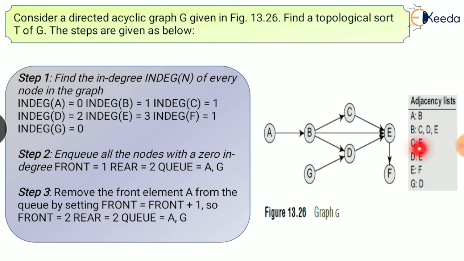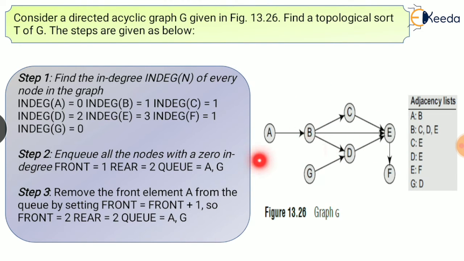So this is the graph, and for this graph with the adjacency list we can calculate a topological sort, or find what the topological sort of this graph is. So for that we have different steps. With the help of the steps, step by step you can understand how we solve this particular problem. So step 1. In step 1, find the in-degree of every node. Now what is the in-degree of a node? In-degree of a node means the number of edges coming to that node.